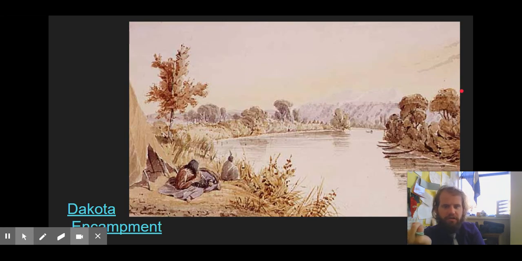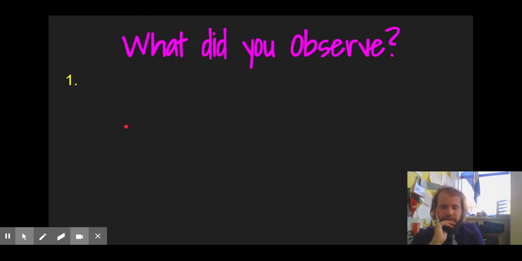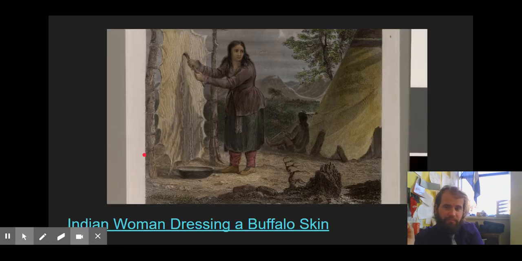Here we'll have our 4 images. After each slide, you'll see it asks what did you observe. This is where we'll put down our observations. We can use either of those ideas that I talked about, or you can find something else. Remember, our goal is to spot the unspottable. Another Eastman drawing here.